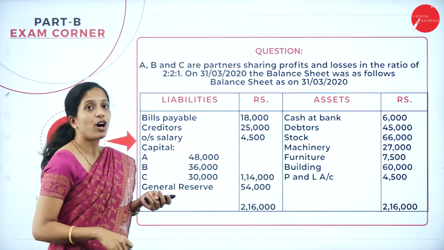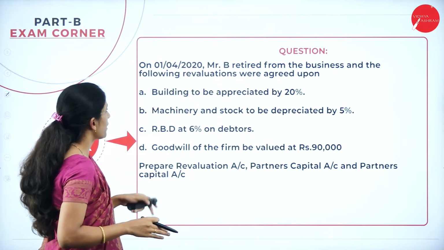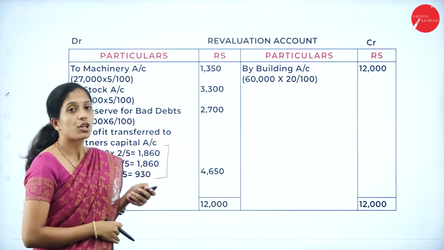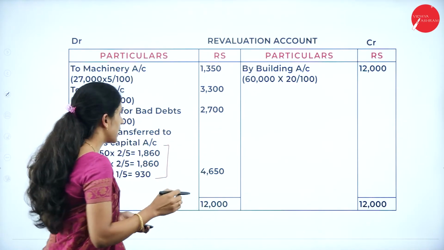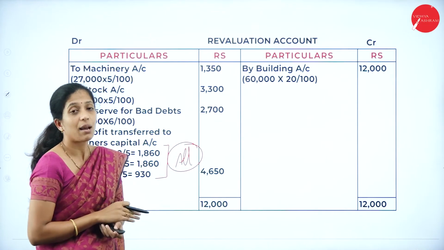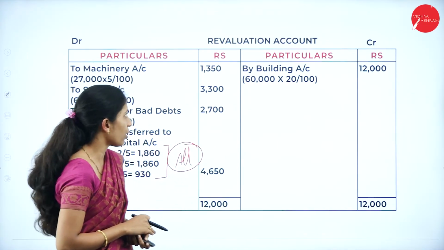Next, a problem on retirement of a partner. Same as your admission, but in revaluation account there are slight changes. This revaluation profit or loss will be transferred to all the partners here, whereas in admission, it will be transferred only to the old partners, but in retirement, we will transfer to all the partners including the retiring partner also.